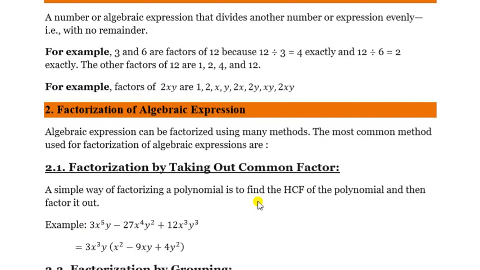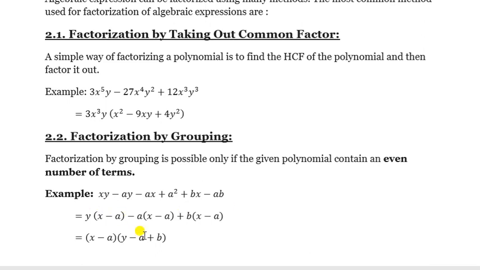Now the next one is factorization by grouping. Now we have to make a group and we have to take common. In the same way we will take common, but after making a group. How? See, for factorization by grouping, any given polynomial will always contain an even number of terms. When you are going to make a group, definitely your given algebraic expression will contain an even number of terms.